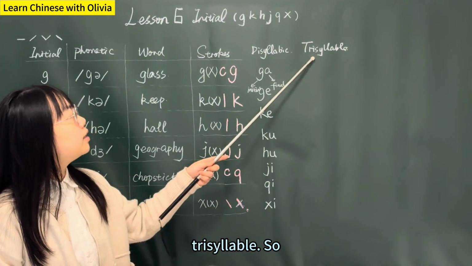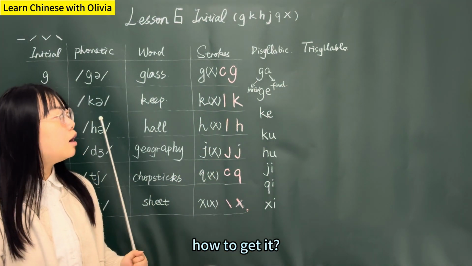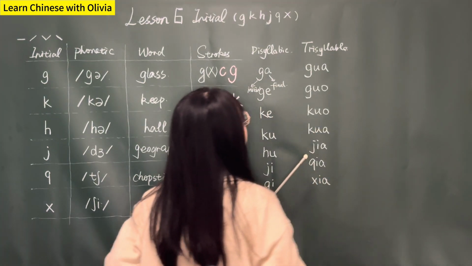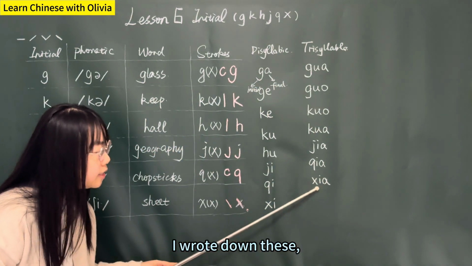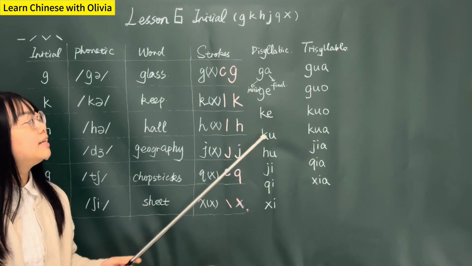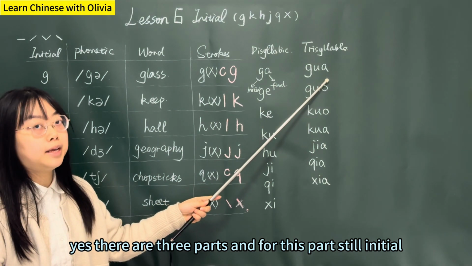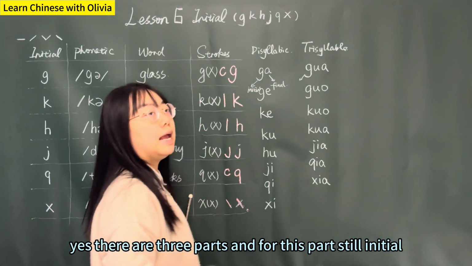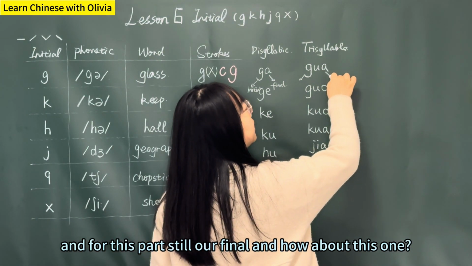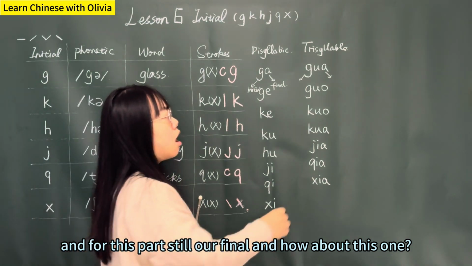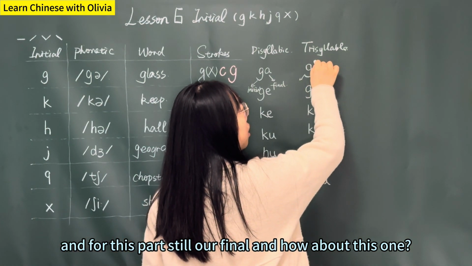Trisyllable. About three. So how to get it? I write down this. Can you get something in common? Yes, these are three parts. And for this part, still initial. And for this part, still our final. And how about this one?